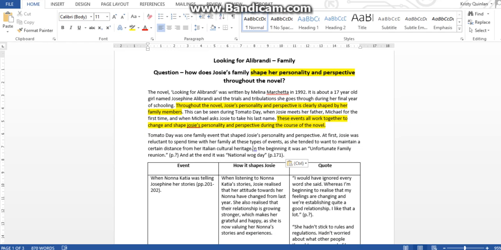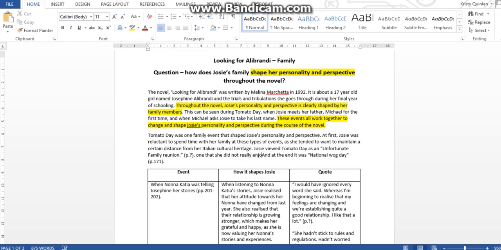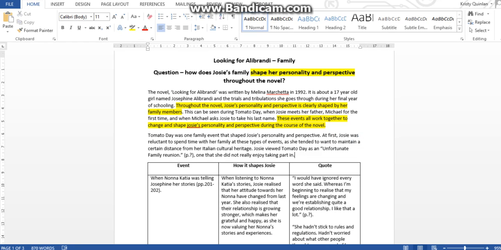So I want to use this quote. In the beginning, I'm going to say, Josie viewed Tomato Day as an unfortunate family reunion, one that she did not really enjoy taking part in. Okay, obviously I'd have a page number here, but I don't know what it is right now.